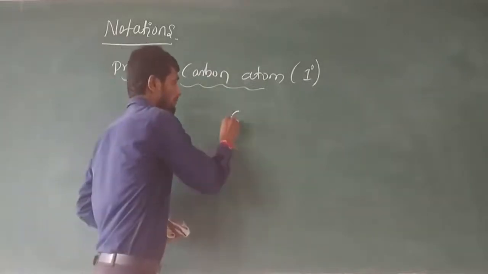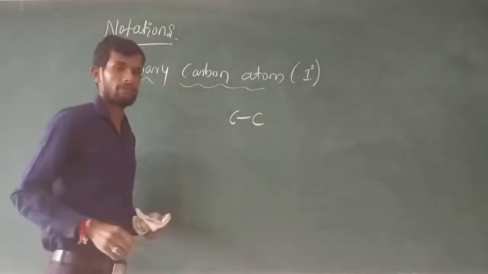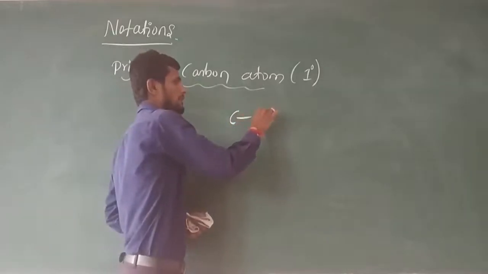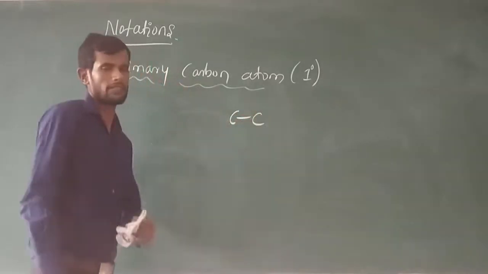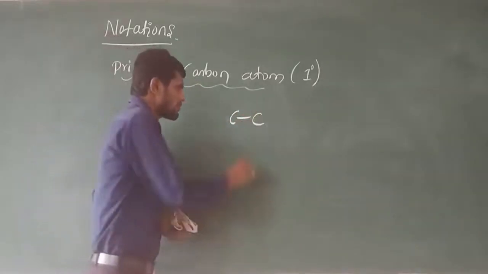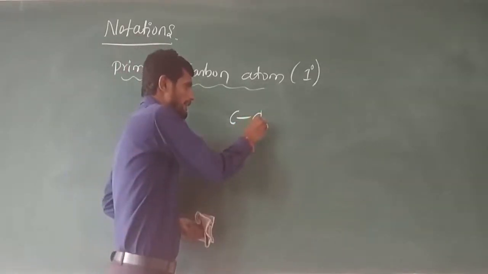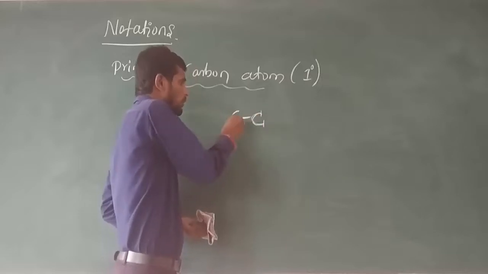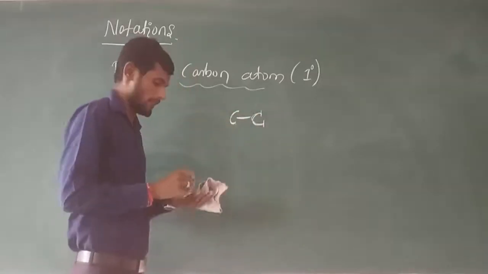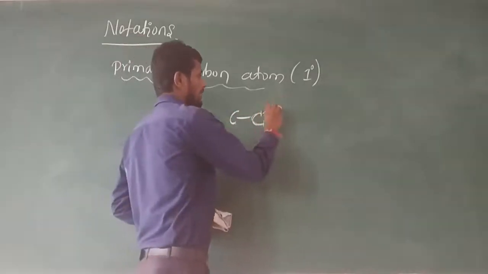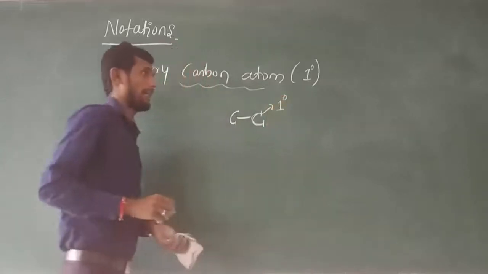See, take this example. Here it contains CH3 and here is CH3. Yes, when you consider this carbon atom, it is bonded or attached with only one carbon atom. Therefore, this is referred to as a primary carbon atom.